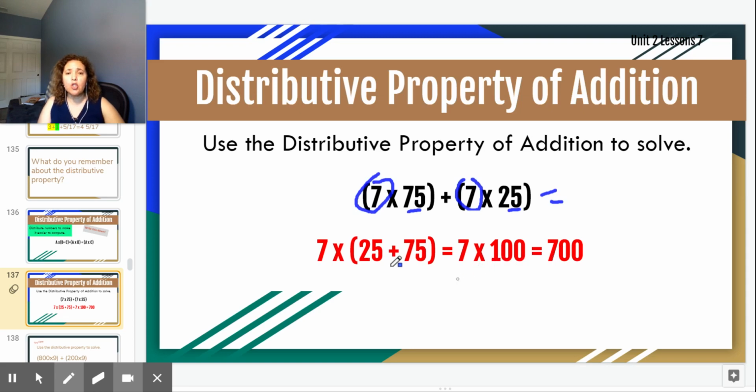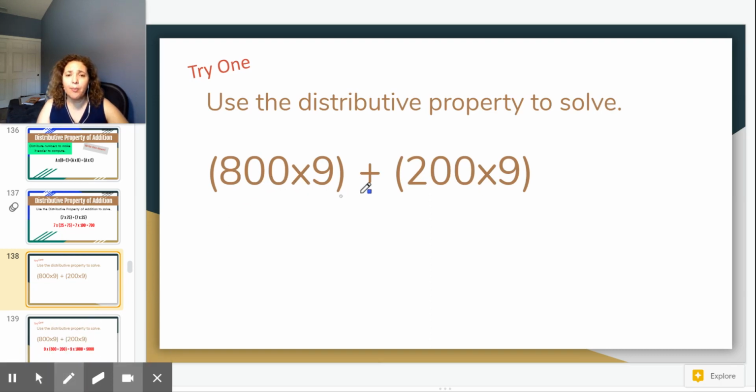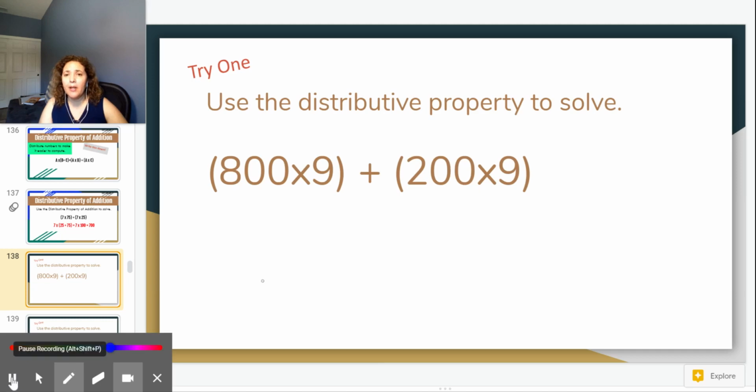So I'm just distributing them out. In this case, I'm putting it back in to get my answer. So I'm looking for something that they have in common to be able to do that. All right, so use the distributive property to solve. So you try one. 800 times 9 plus 200 times 9. See what they have in common. See what you can distribute to figure that one out. So pause the video and write this one down and see, and then come back to me.